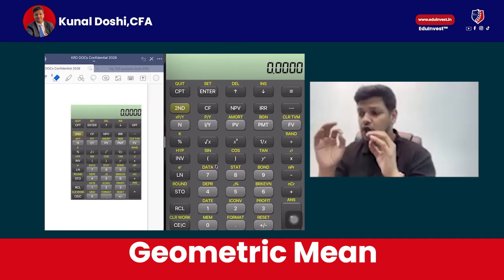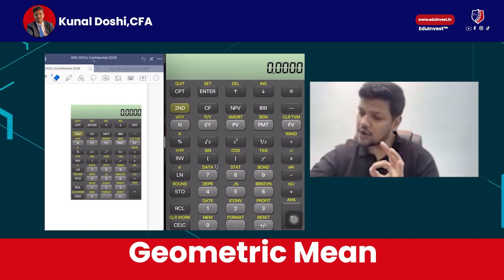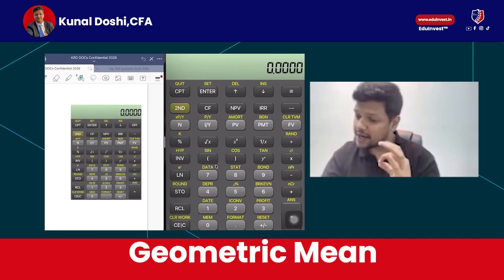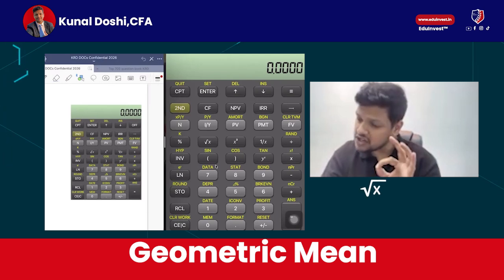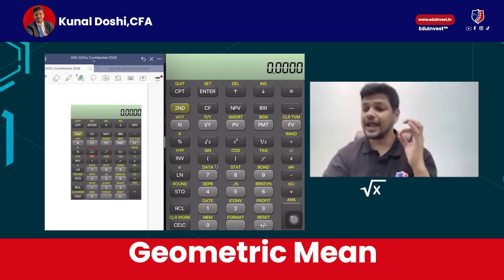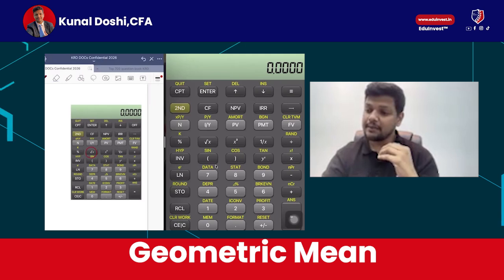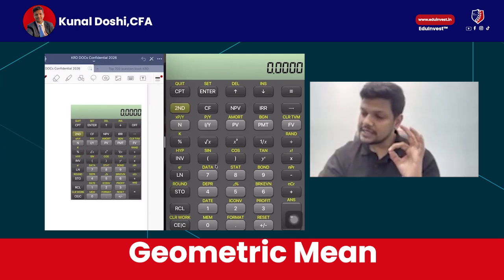For square root, you already have a function here in your calculator. So I will help you with that also, that there is already a square root function, but for cube root and others you will have to use the technique that I'm going to show you now. All right, so let us take this example.